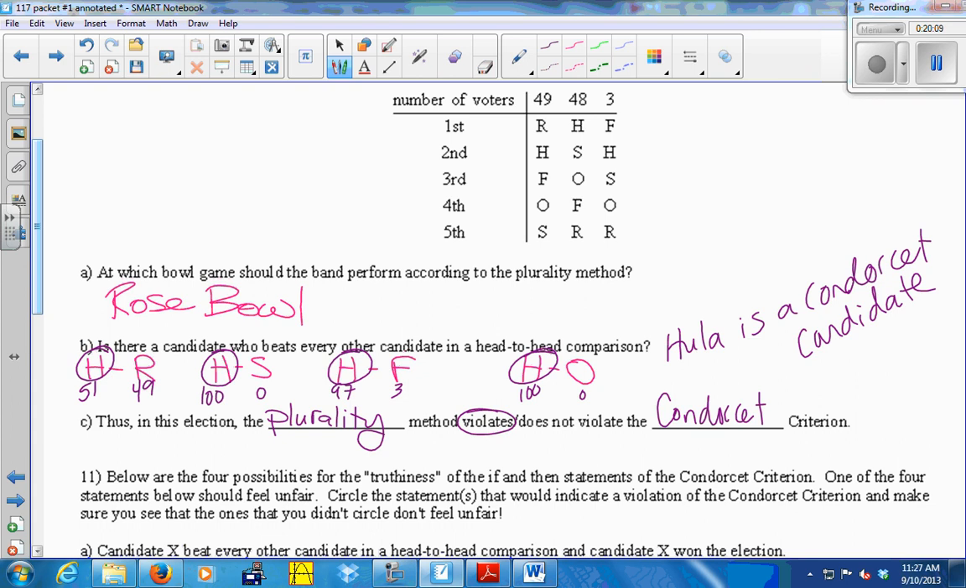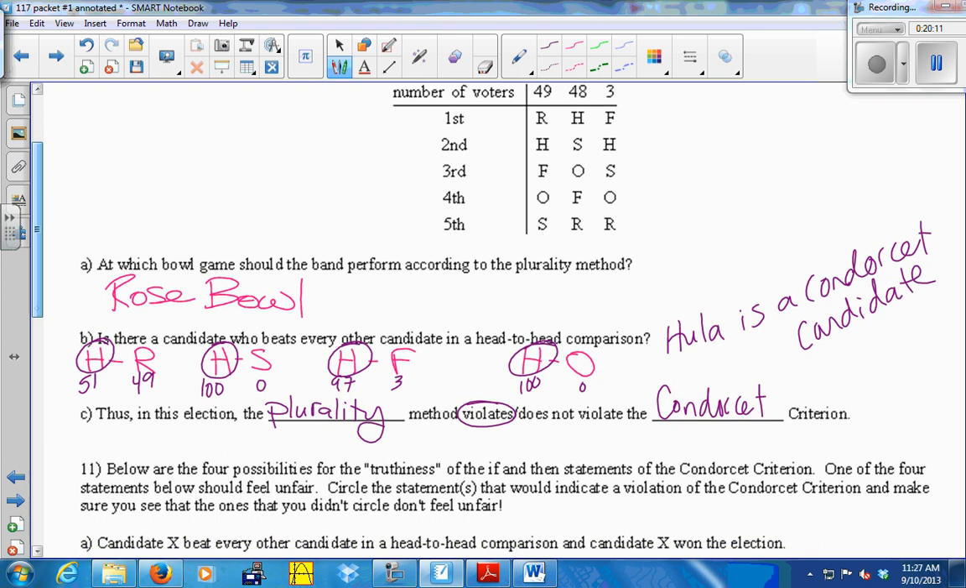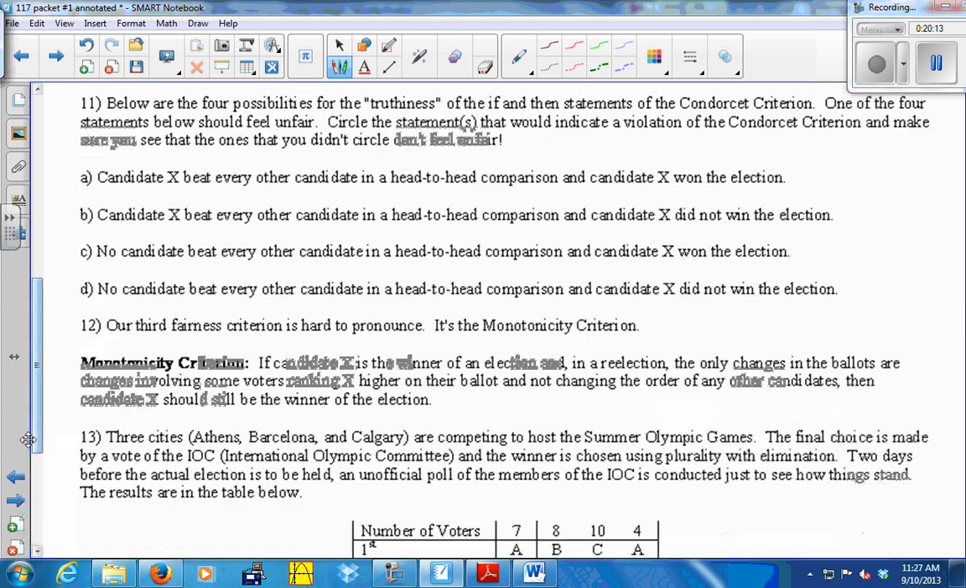Okay. For number 11 here, we have 4 possibilities for the truthiness of the if-then statements regarding the Condorcet criterion. One of them should feel unfair. Decide which one you think it is in your groups. All right, so only one of these feels unfair. Most people have circled B.